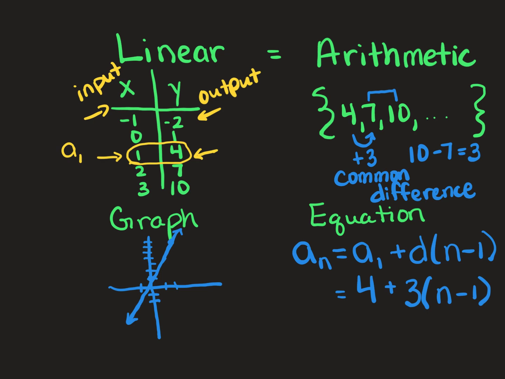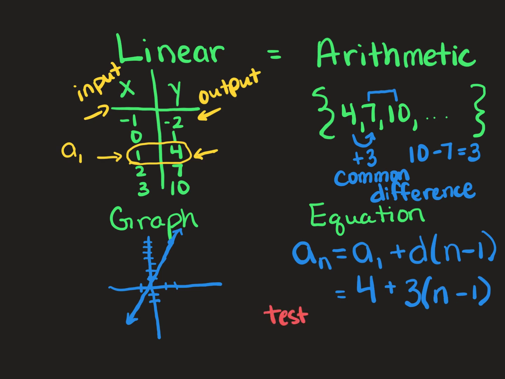Now on the left, if it's a sequence, I might have a sub n. If it's an equation, I might see a y, and the n might be an x instead.